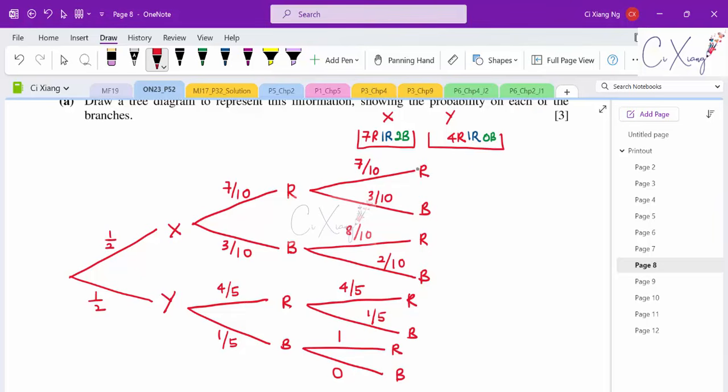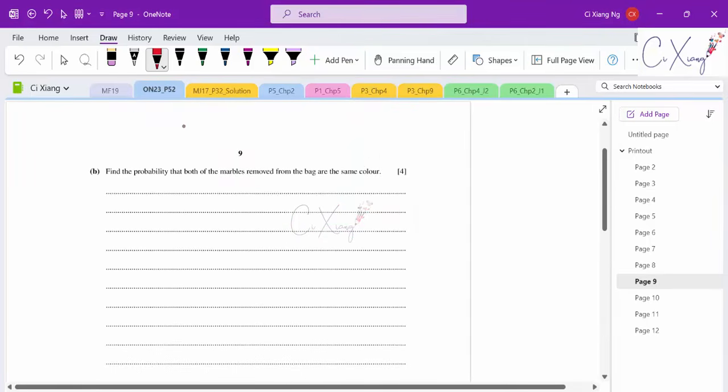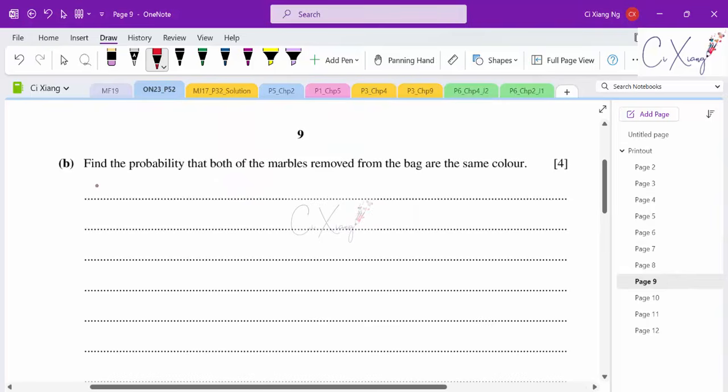Then you have to understand the condition or situation that they give you here. So let's have a look at the next part. For part B, they want us to find the probability that both marbles removed from the bag are the same color. So we are interested to find out the probability for both the same color.